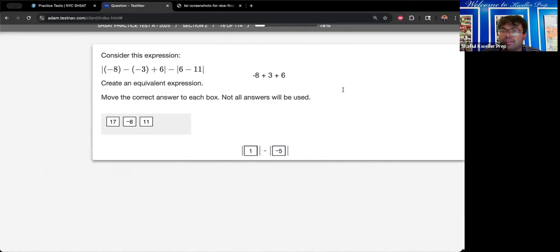Someone said they would accept the values in a different order. That's not true because you're subtracting the first one from the second one. So this first one has to be 1, and the second one has to be -5. That's just the way this is formatted. So if you don't put it in this order, you would still get this wrong.